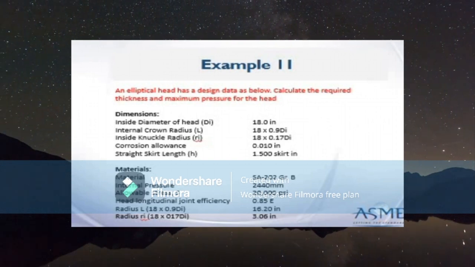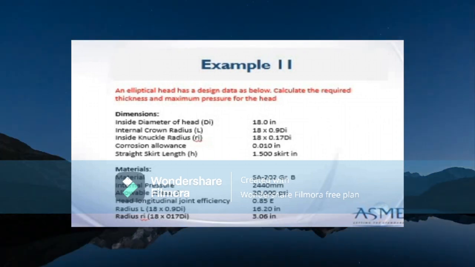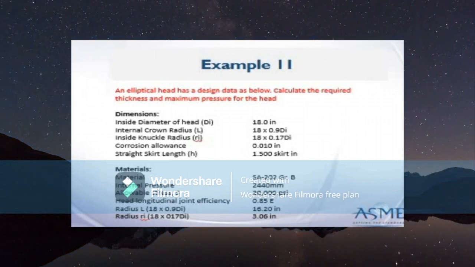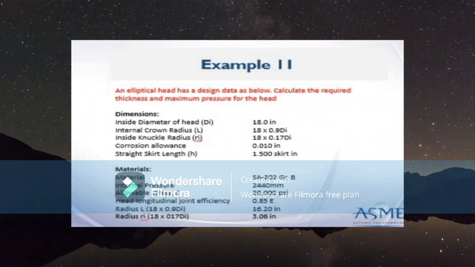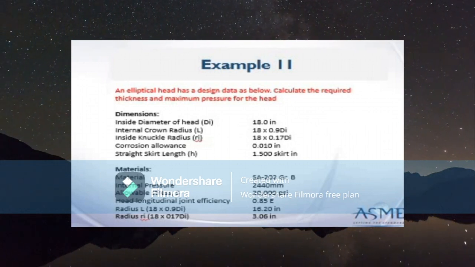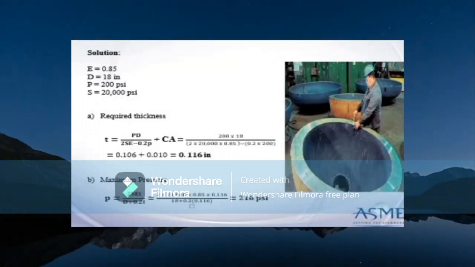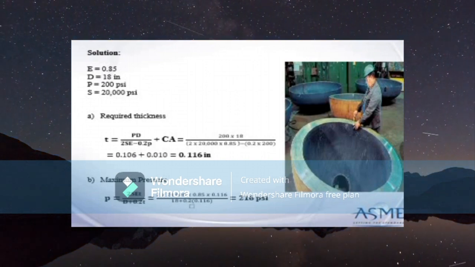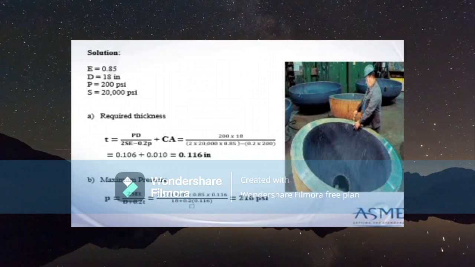Example 11. To calculate the required thickness and maximum pressure for the head. An elliptical head has a design data as below. Calculate the required thickness and maximum pressure for the head. The required thickness is 0.116 inch. And maximum pressure is 216 psi.